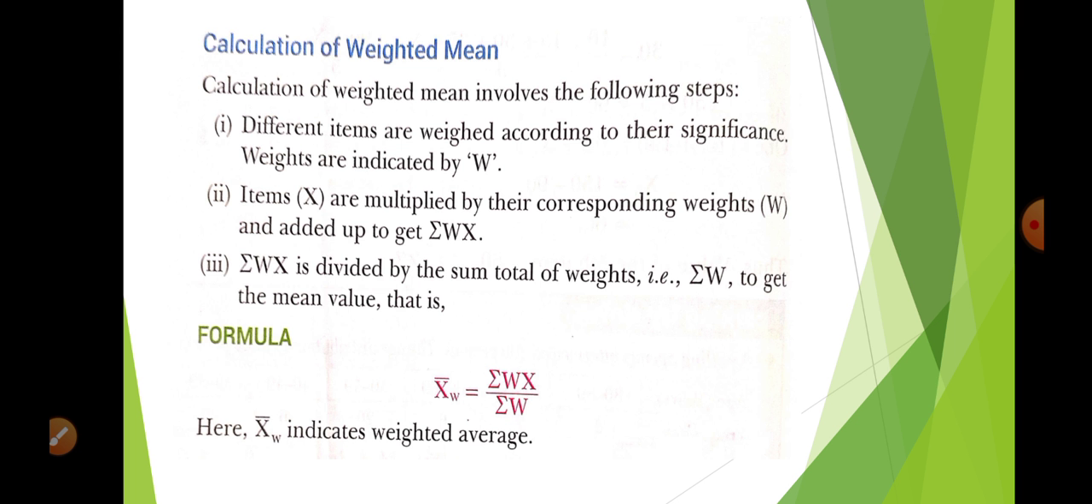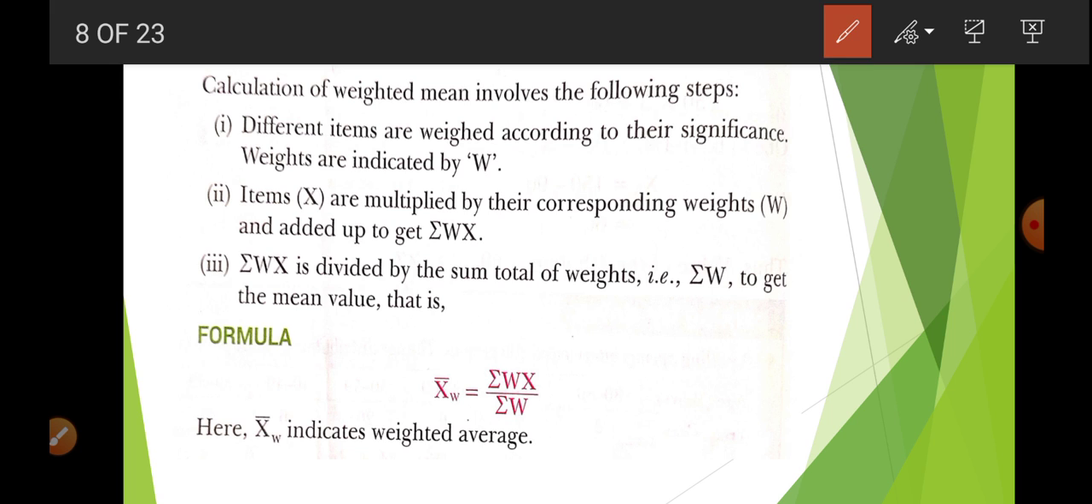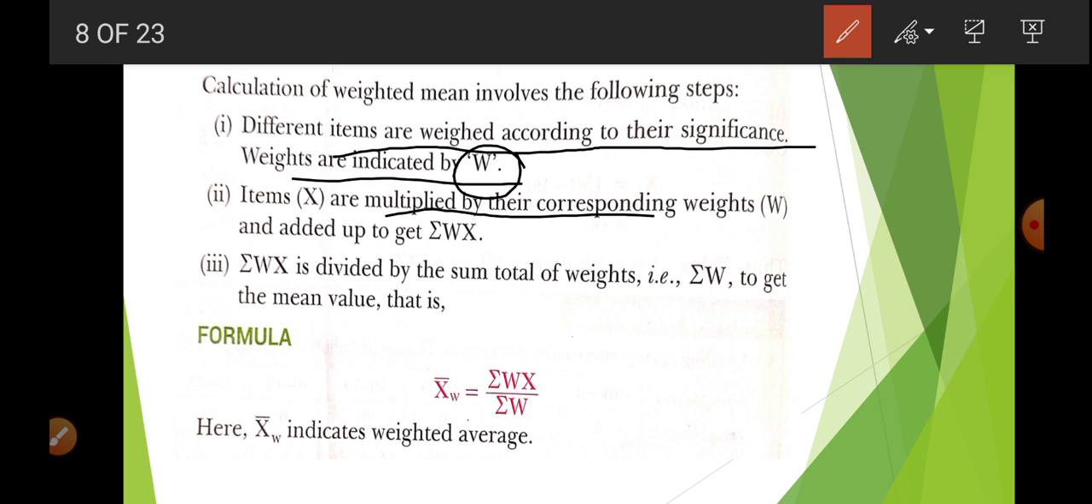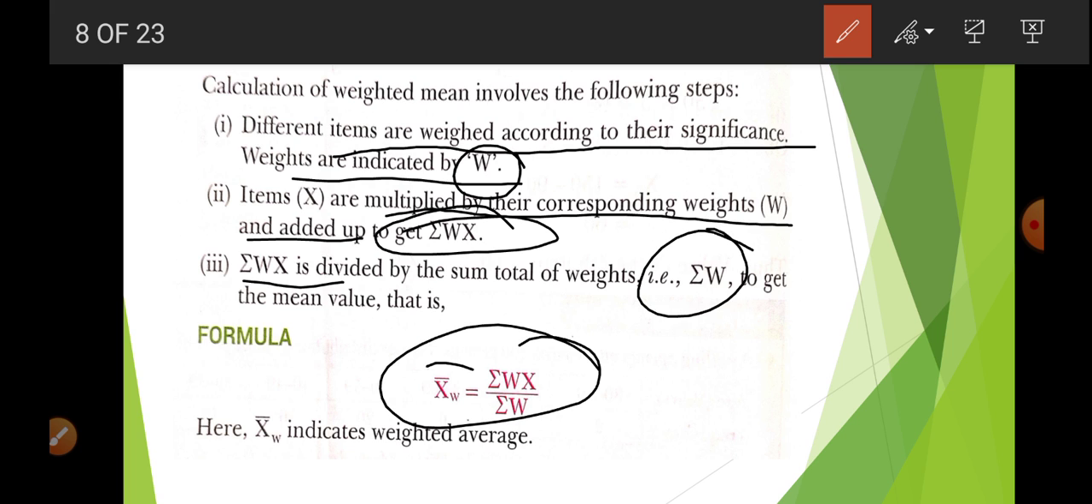Now, how are we going to calculate the weighted arithmetic mean? The process is the same as we calculate the simple arithmetic mean. In place of frequency we are going to write weight. So remember, this is the technical difference. First of all, different items are weighted according to their significance. Weights are indicated by W. Items are multiplied by their corresponding weights, that is, we calculate sigma Wx. Then we divide this sigma Wx by sigma W. In this way we get the weighted arithmetic mean.